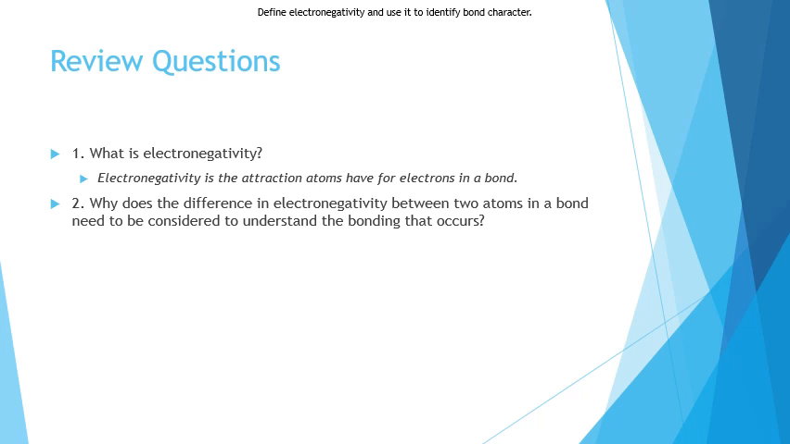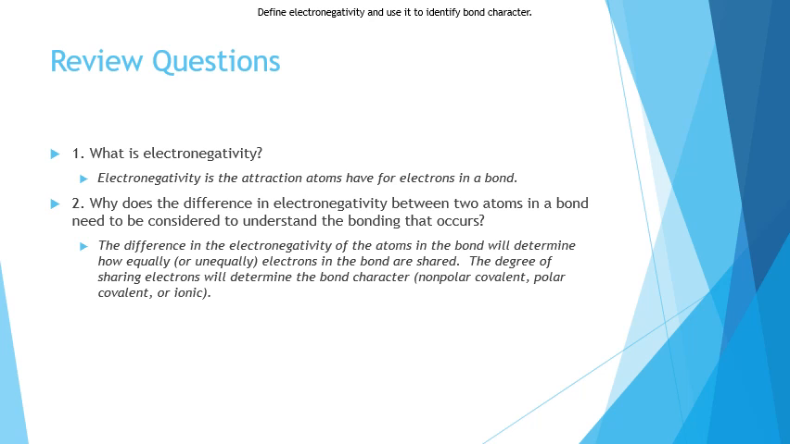Question 2, why does the difference in electronegativity between two atoms in a bond need to be considered to understand the bonding that occurs? The difference in the electronegativity of the atoms in the bond will determine how equally or unequally electrons in the bond are shared. The degree of sharing electrons will determine the bond character, meaning is the bond nonpolar covalent, polar covalent, or ionic.